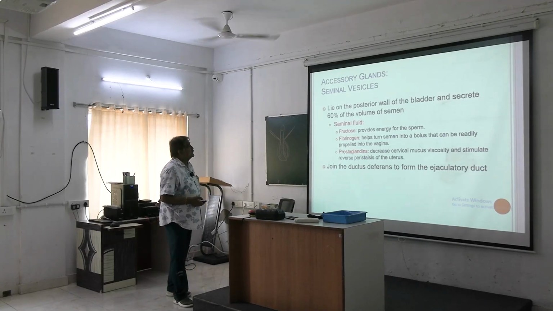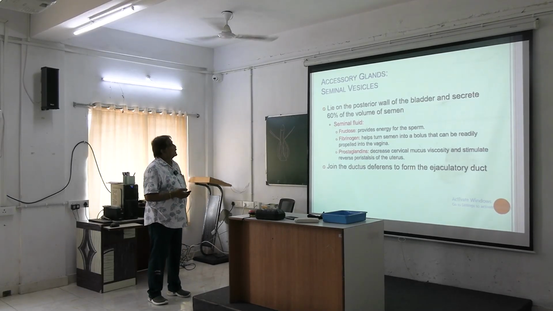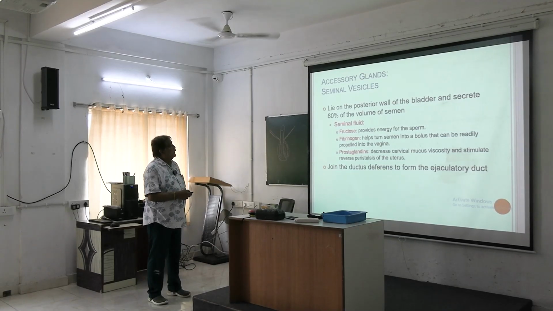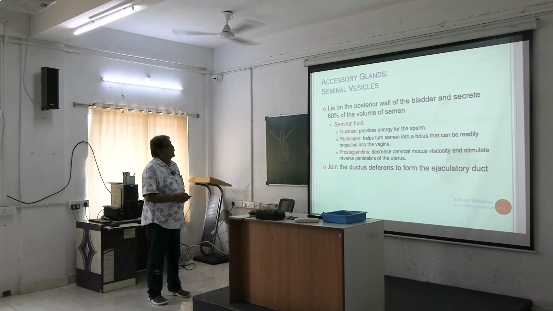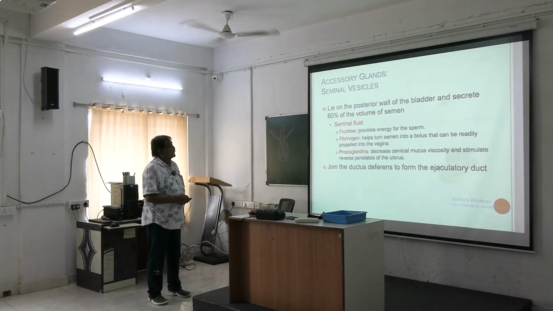Now, accessory glands, seminal vesicles. This is the posterior wall of the bladder, and it contributes 60% of the volume of semen. Seminal fluid contains fructose, which provides energy for the sperm. Fibrinogen helps to turn semen into a bolus that can be readily propelled into the vagina. And prostaglandin decreases cervical mucus viscosity and stimulates reverse peristalsis of the uterus. It joins the vas deferens to form the ejaculatory duct.